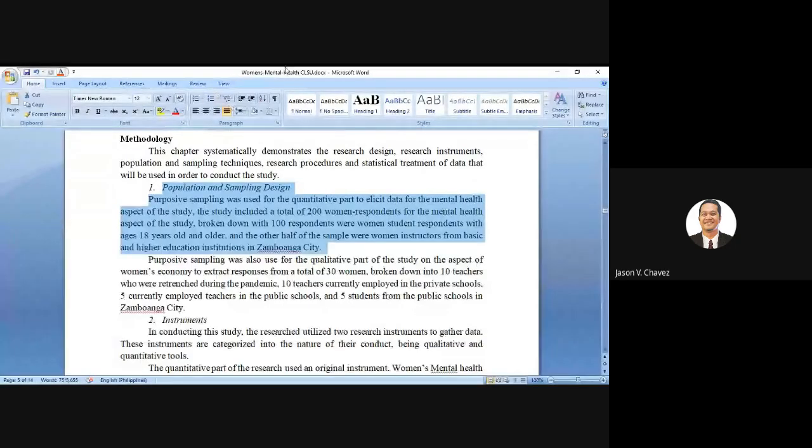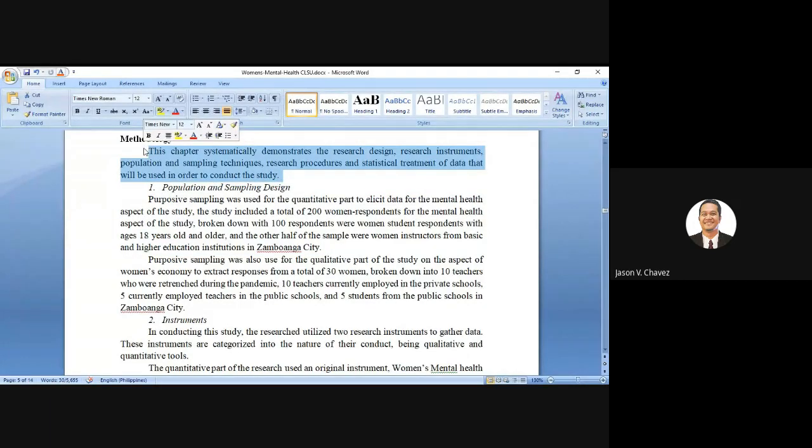In the methodology, you have the first part, the one that I'm shading right now. Of course, methodology is a major part of research, that's why it's in boldface format. It says here, this chapter systematically demonstrates all the parts of the methodology. So you'll have to mention that in the first paragraph, like design, the instrument, population and sampling, the procedure, statistical treatment, or the way you will be analyzing your data, right? In qualitative, you have coding, decoding, thematic, and emerging themes, etc.